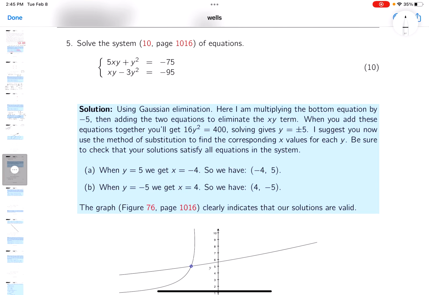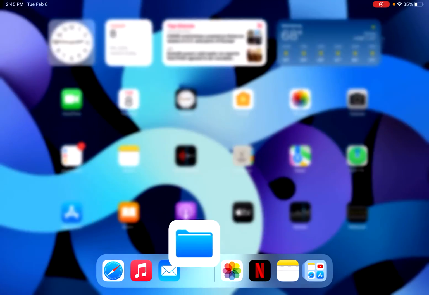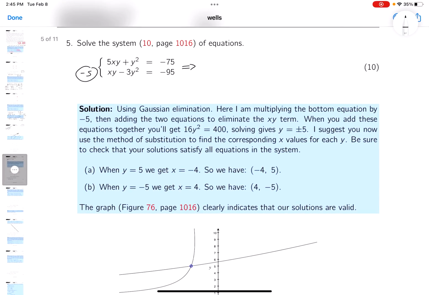Okay, so I would say get rid of the xy term by multiplying the bottom equation by minus 5. And again, if you can do this in your head, that's fine. I have to write it down, though. Sorry about that. And what would you get over here? You'd get 5xy plus y squared is equal to minus 75.